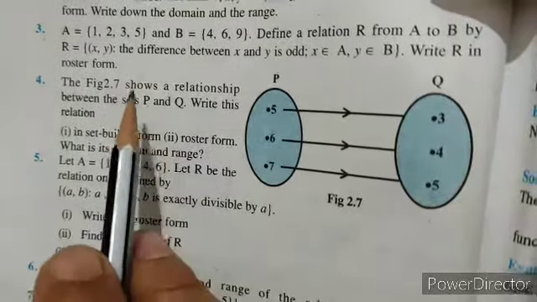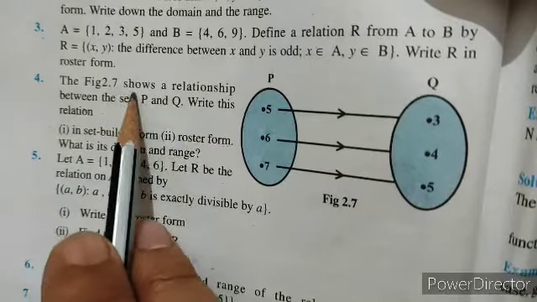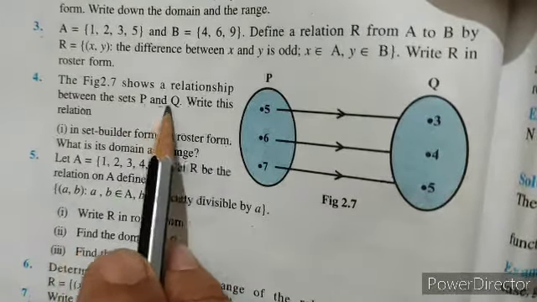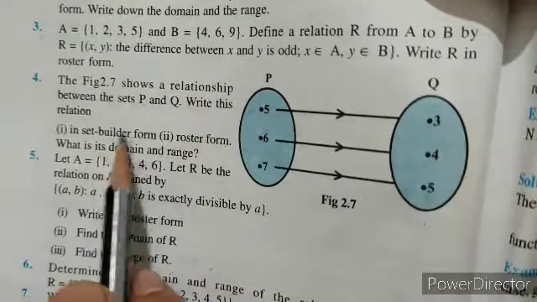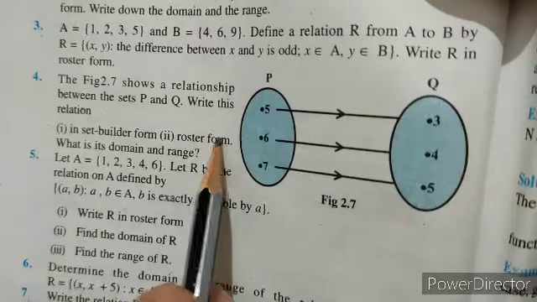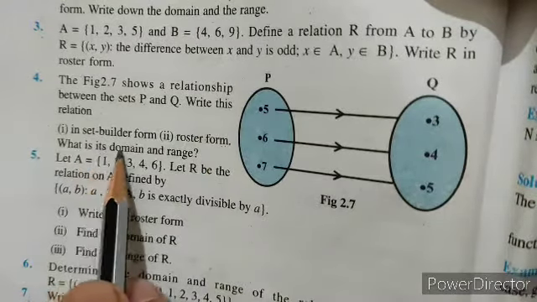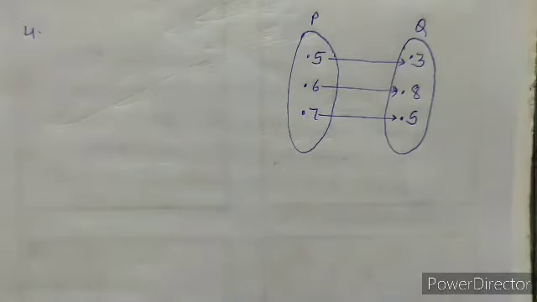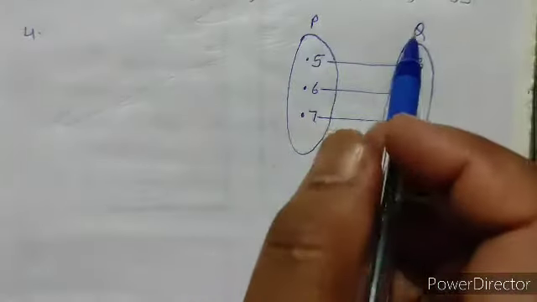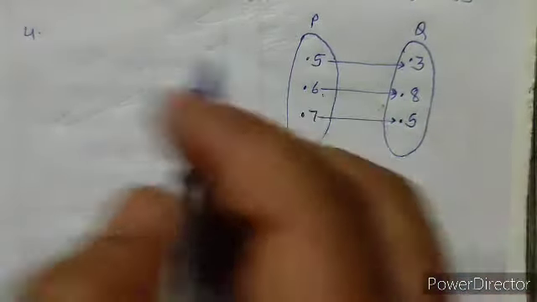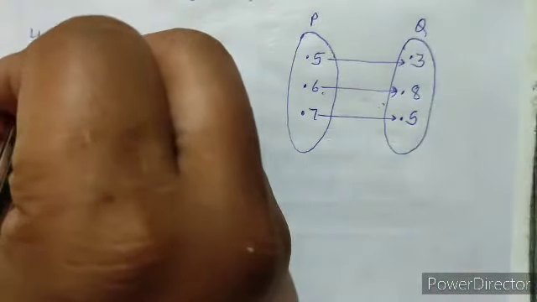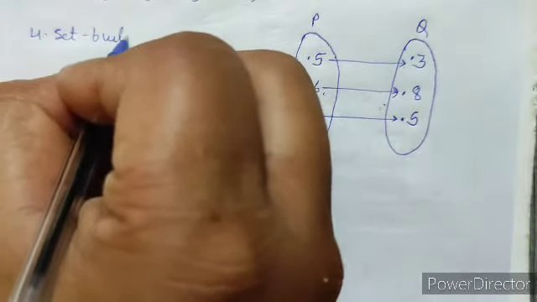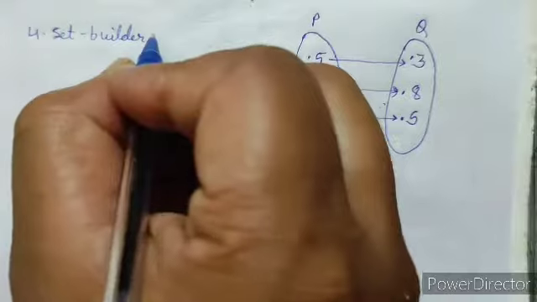Now in question number 4, in figure 2.7, it shows a relationship between the set P and Q. Write the set in set builder form and in roster form. What is its domain and range? Now here a relation between set P and Q is given to us, and we have to write this relation in set builder form.